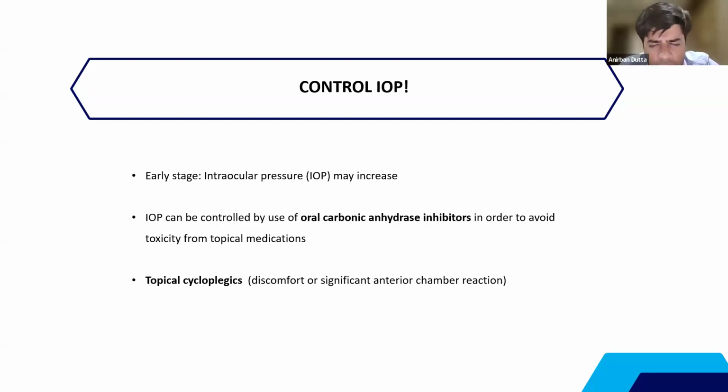And you can give topical medications as well if the injury is mild. If you have a mild chemical injury or a grade 1 or grade 2. If you have a more severe one, the patient is already on a lot of drops. So Diamox will be a better idea. And we should also prescribe topical cycloplegics. This has nothing to do with IOP, but it reduces the discomfort to a major extent in the patient.